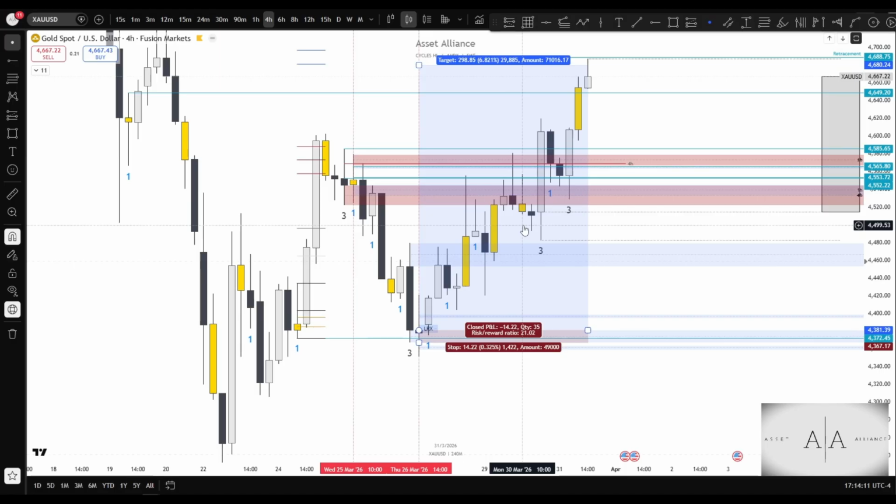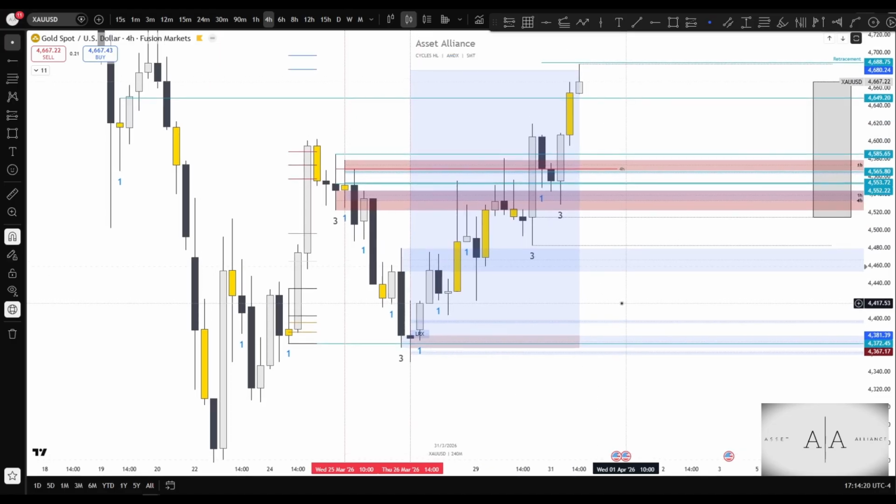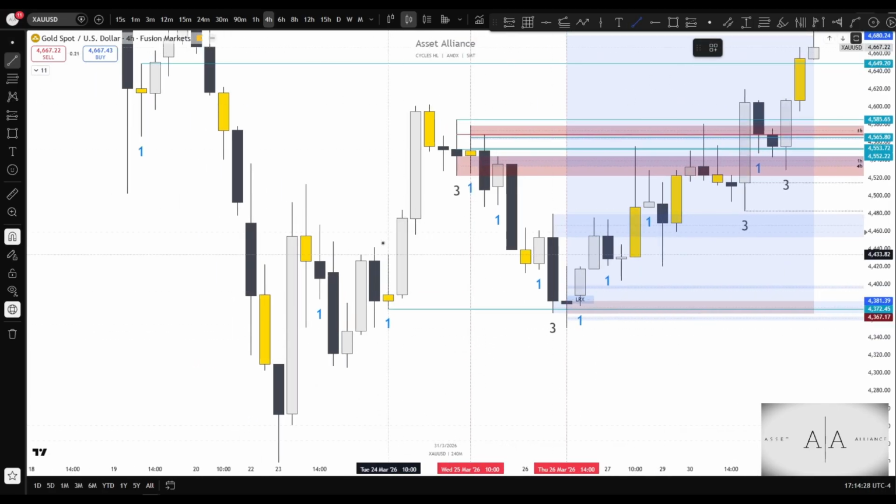Did it kind of help you understand, or am I kind of speaking Spanish? No, to be honest, I understood most of it. What about inside bar? This is a candle that opens and closes within the range of the previous candle. Am I wrong? The inside bar is a candle that cannot close above nor lower than the previous candle.